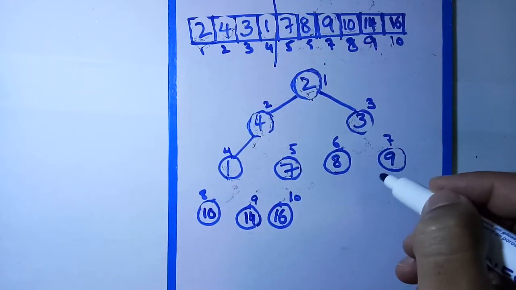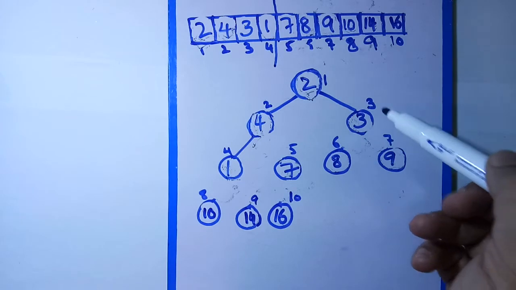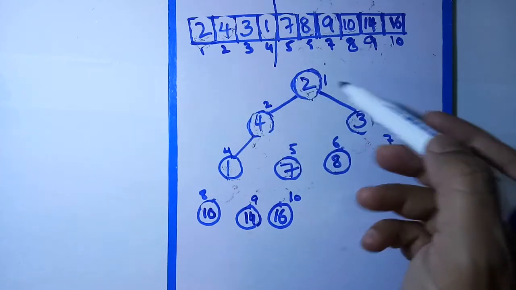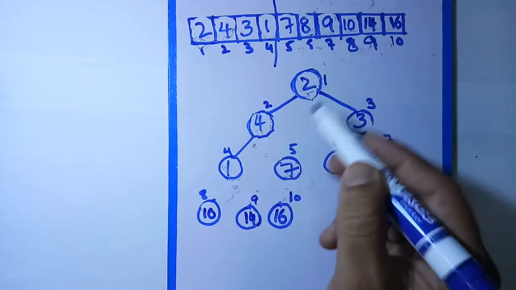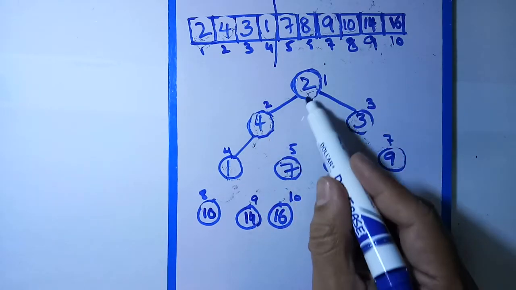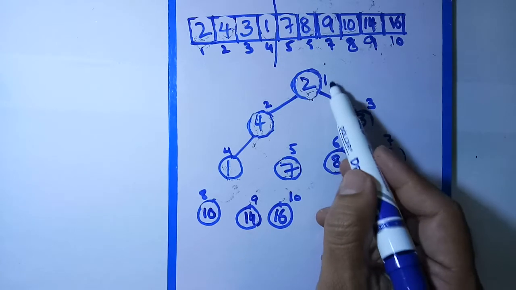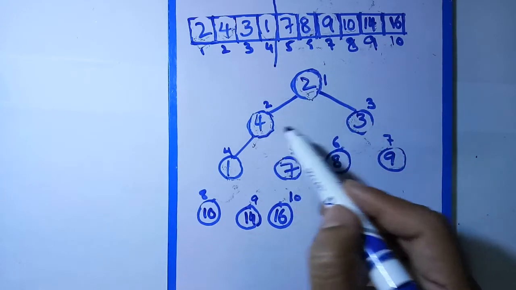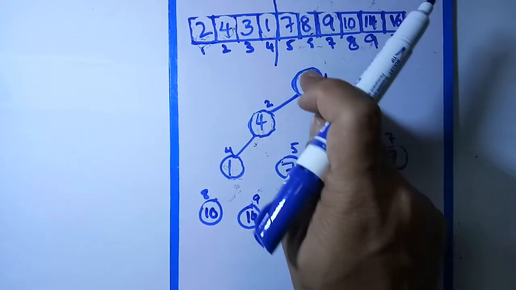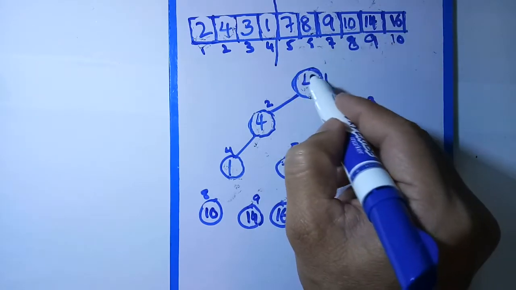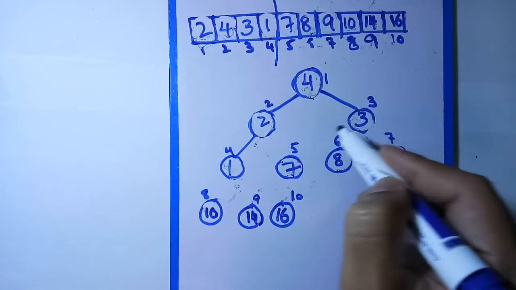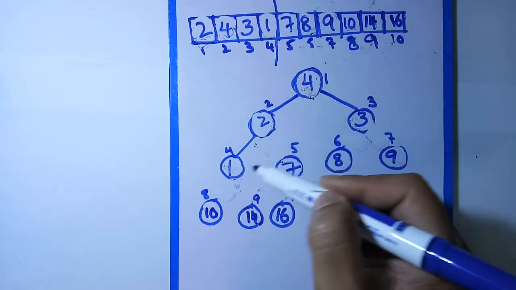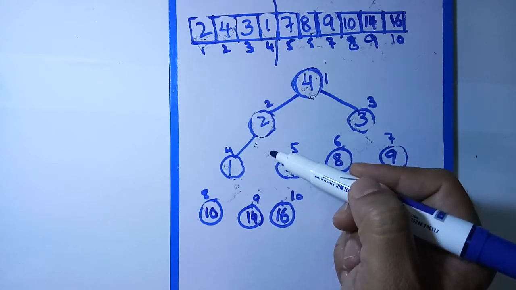Clear? So now what? This is not the max heap. So call the build max heap algorithm in order to make this a max heap. Out of these three, obviously we are going to start from index number 1. Which one is the largest? 4 is the largest. So 4 has to go up, right? And 2 has to come here. Clear? And then call max heapify here. This is already a max heap, so everything is fine.